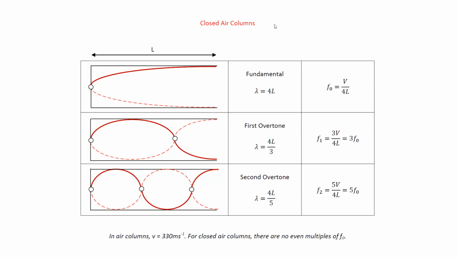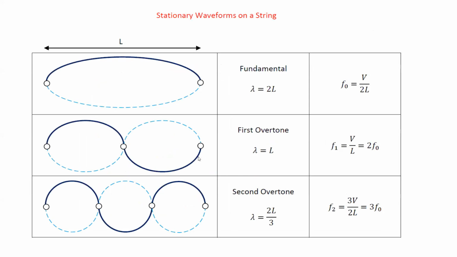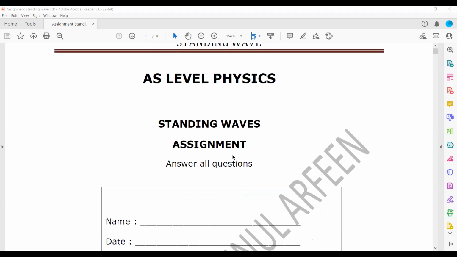Whenever two waves travel in opposite directions, they give rise to standing waves. Now we'll do some examples related to standing waves, so you will have a better understanding of this. This assignment is related to standing waves.